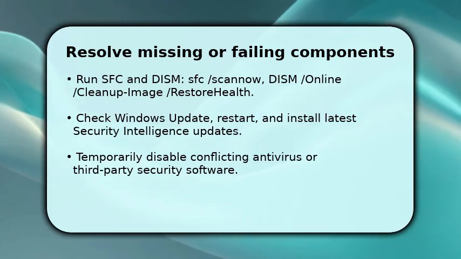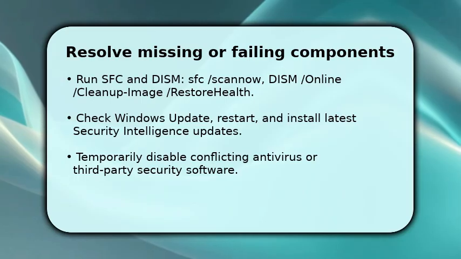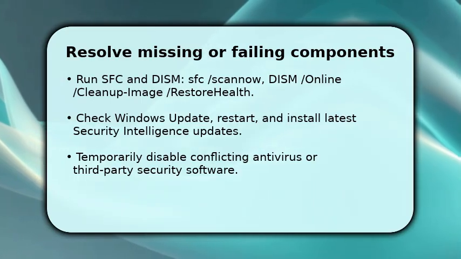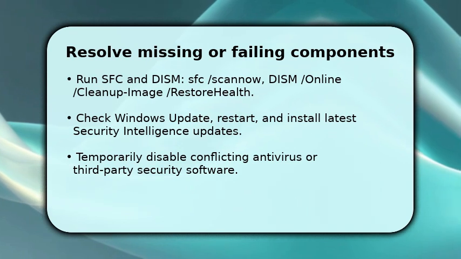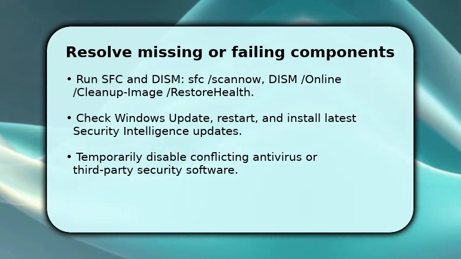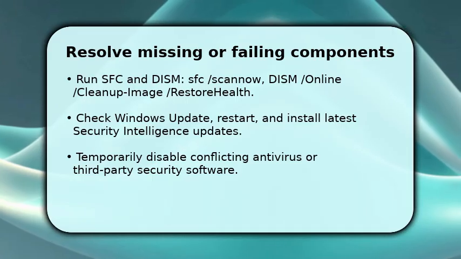Next, make sure Windows Update and Security Intelligence are current and restart the PC. If another antivirus is present, temporarily disable or uninstall it. Third-party suites can block the offline environment. After these changes, attempt Microsoft Defender Offline again.